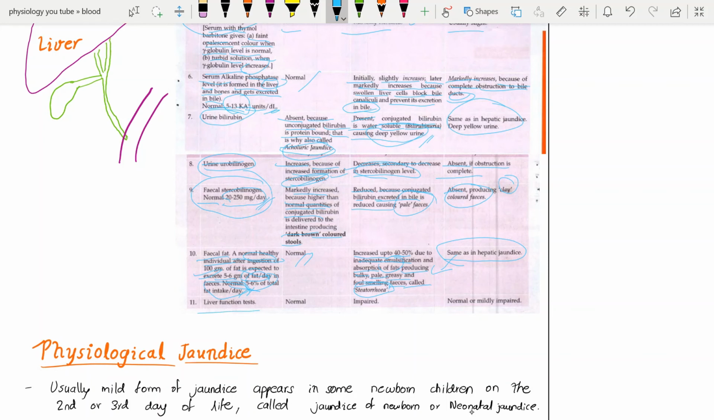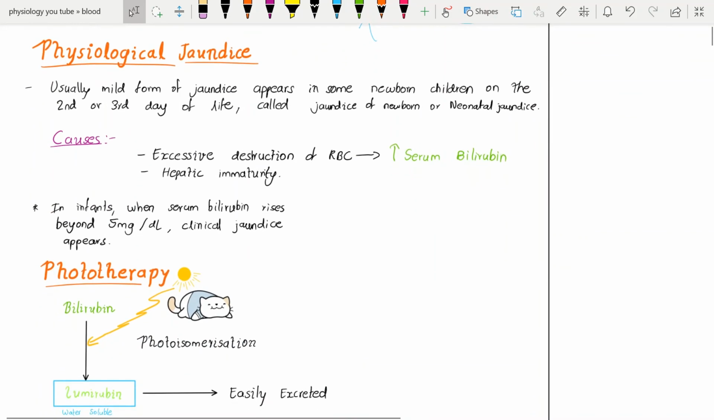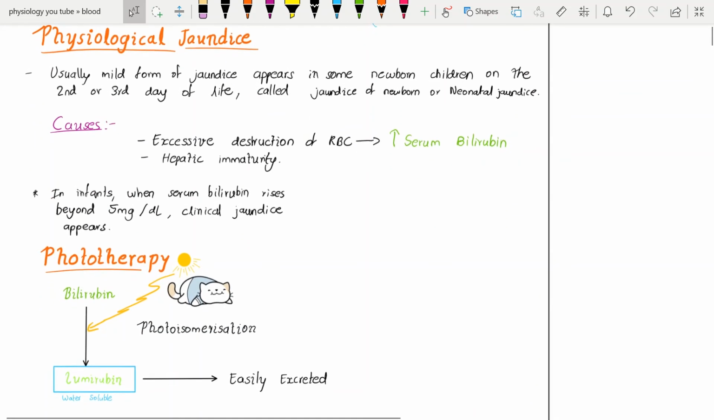Liver function tests are normal in prehepatic, impaired in hepatic, normal or mildly impaired in post-hepatic. So there is liver damage. So here in hepatic jaundice the liver function tests are impaired. We are arriving at the last competency. It's very easy to understand.